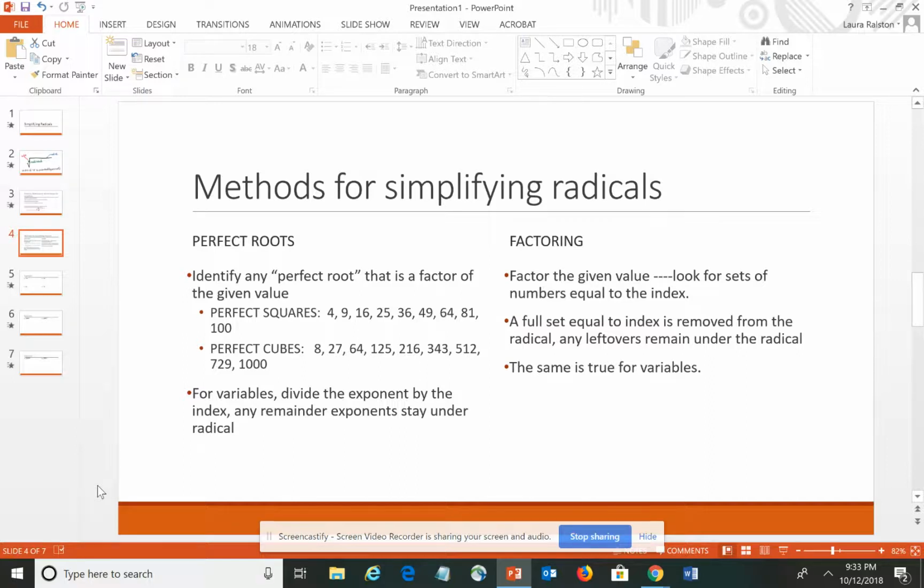A second method is factoring. You can simply factor the given value and then look for sets of numbers that are equal to the index. If you have a full set, that means it's perfect and it gets removed from the radical, and any leftovers or singles have to remain under the radical. You follow the same guideline there for the variables as well. I'm going to try to demonstrate both methods as we look at some examples together.